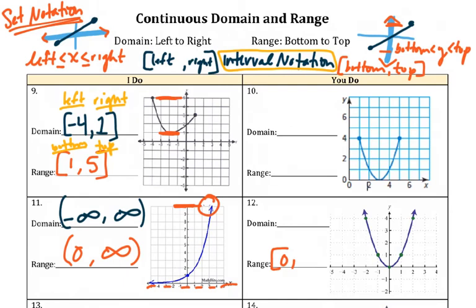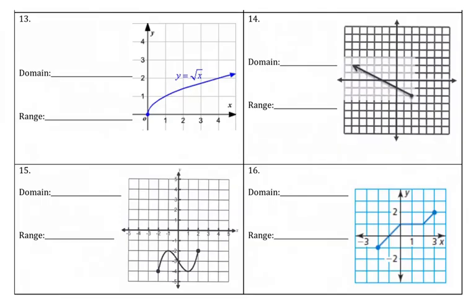A couple more, and then we're done with this week's videos. All right, let's try number 13. Interval notation, domain, left side to right side. The left side is an ordered pair at the number 0. The right side is an arrow, so it's going to go forever to the right. It's like a sideways 8, the infinity symbol. Infinity will always have a parenthesis.